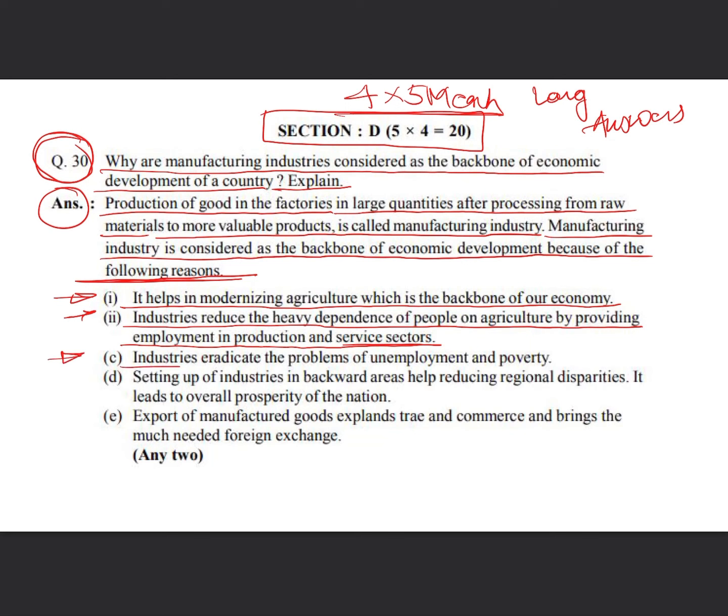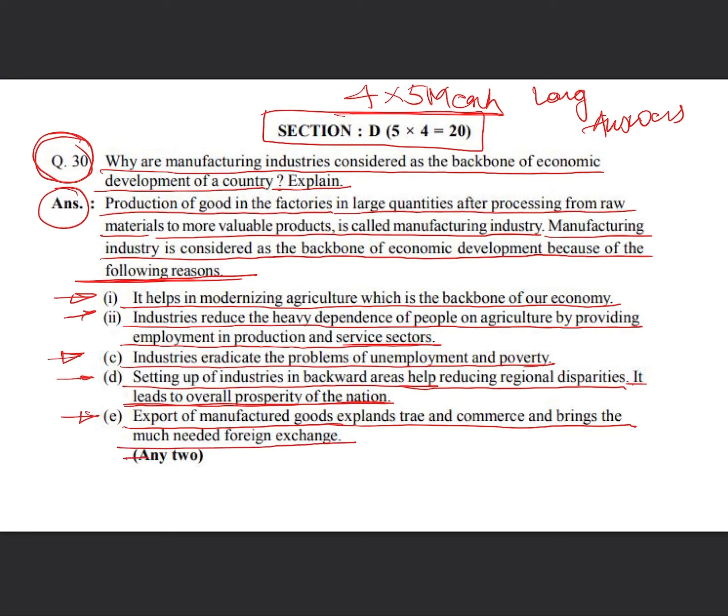Third, industries eradicate the problems of unemployment and poverty. Fourth, setting up of industries in backward areas helps reduce regional disparities. It leads to overall prosperity of the nation. Last point, export of manufactured goods expands trade and commerce and brings the much needed foreign exchange. You need to mention all these points to get 5 marks.